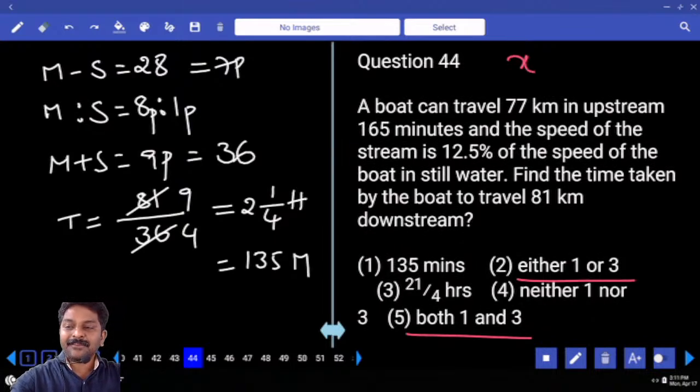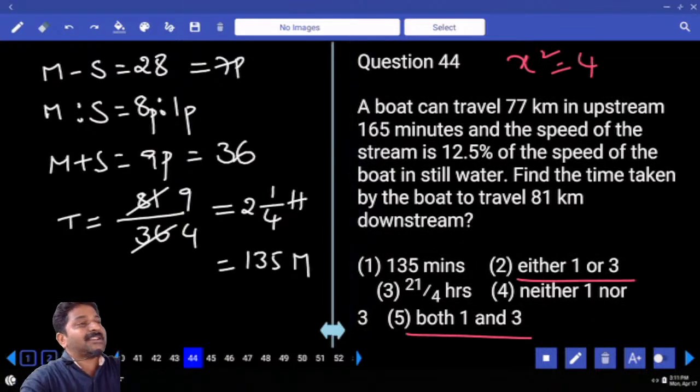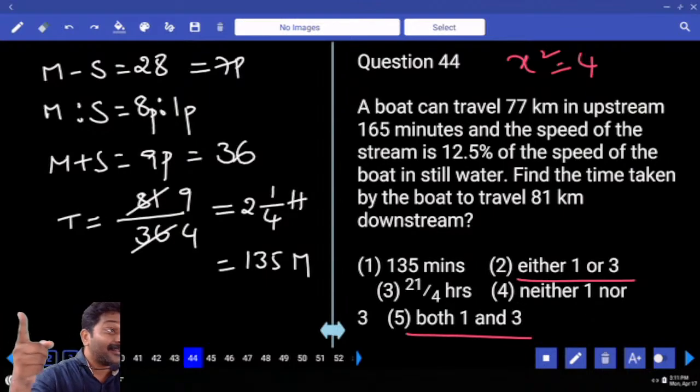For example, if x square is equal to 4, then what is x value? Plus or minus 2. Then how many different options do you have? 2 options, plus 2 and minus 2. Yes. But here it is 2 1 by 4 hours or 135 minutes. Understand the difference?